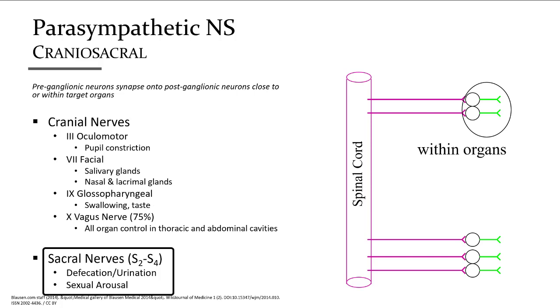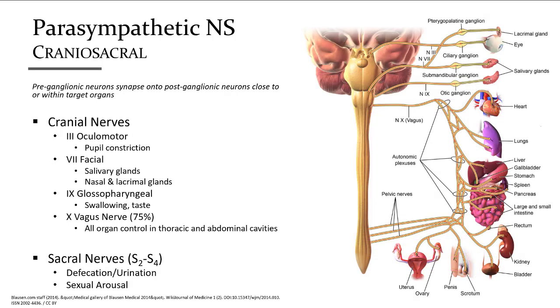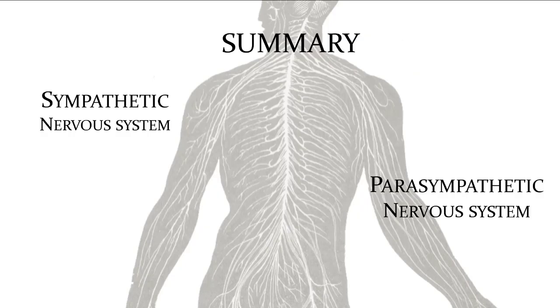The sacral nerves are in charge of defecation, urination, as well as sexual arousal. Note that the sympathetic nervous system is what's associated with an achievement of orgasm, but arousal is achieved via the parasympathetic. We can see the distribution patterns in this image here. So in summary, we have the sympathetic nervous system, which is our fight or flight, and our parasympathetic nervous system, which can be referred to as feed and breed.